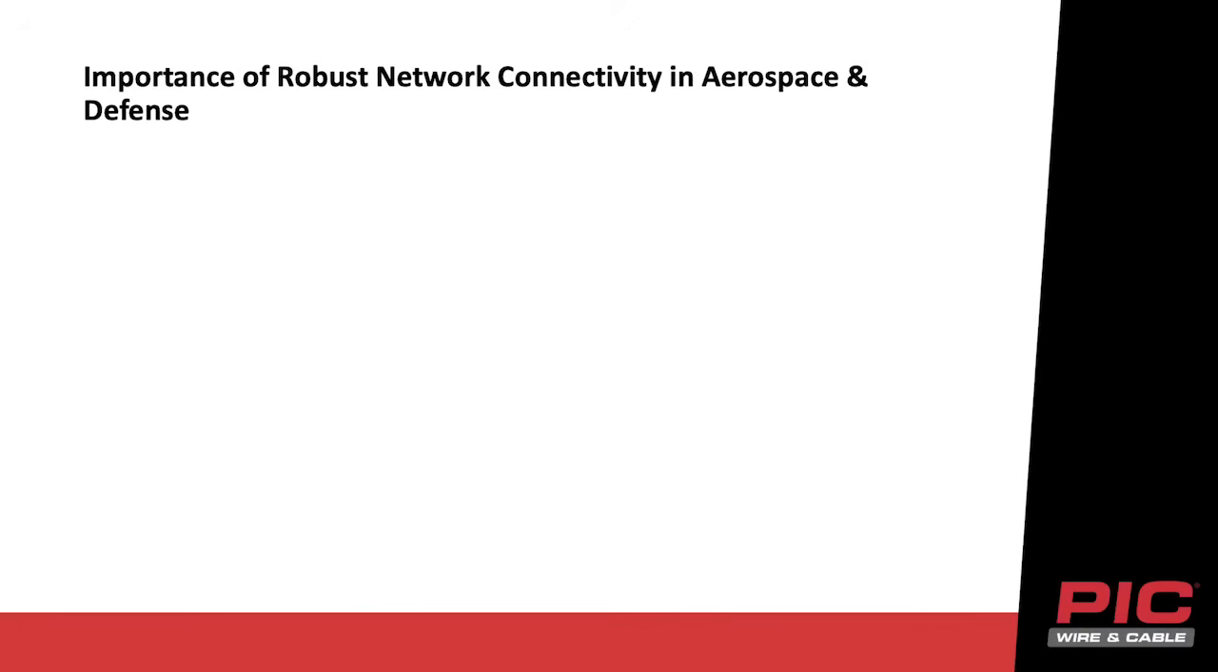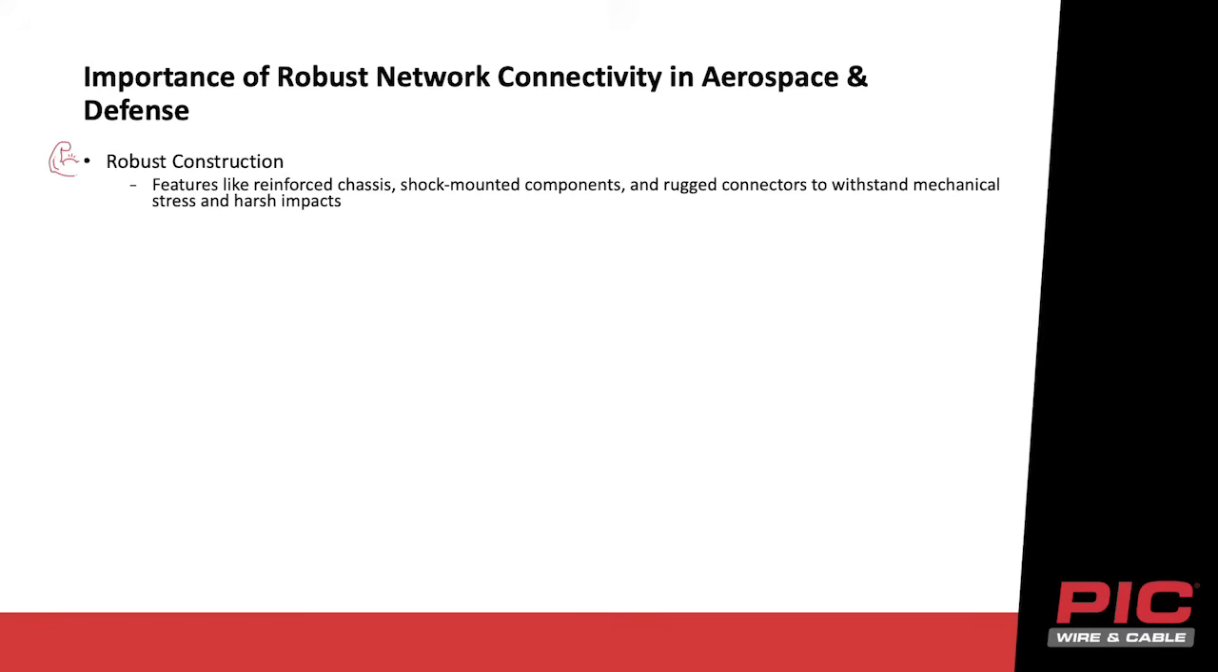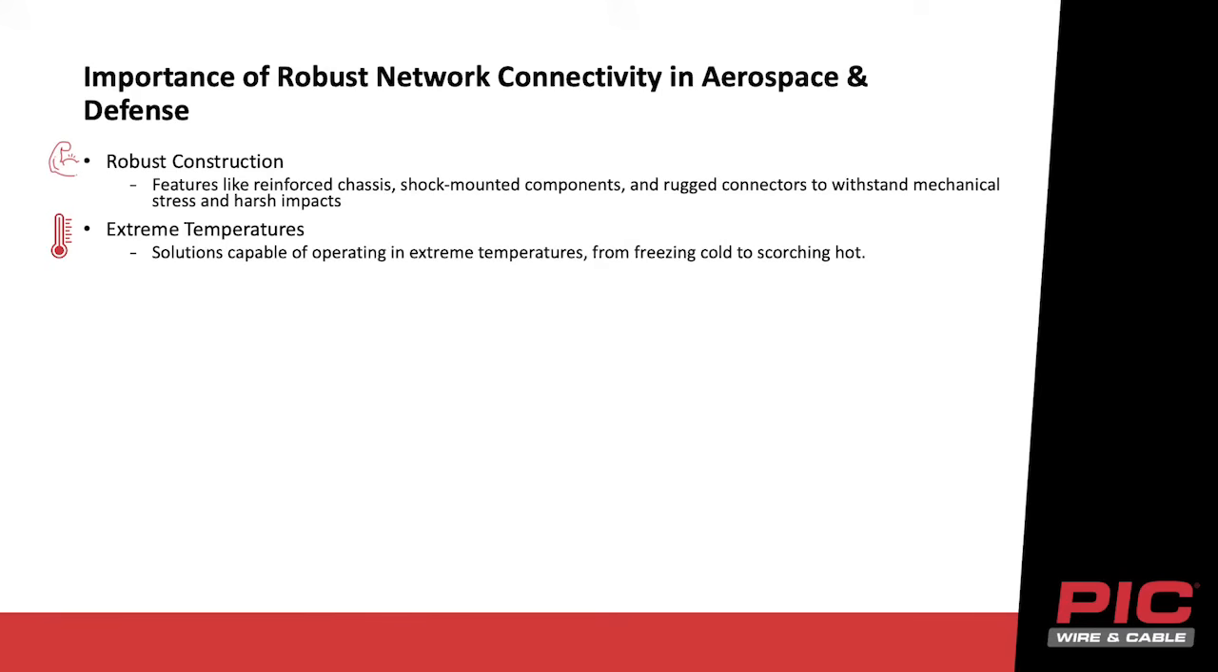Robust network connectivity is essential for aerospace and defense operations. Rugged hardware is essential for providing reliable, high-speed data transfer and low latency to support real-time communication and critical operations. There are several factors to consider. Construction must include features like a reinforced chassis, shock-mounted components, and rugged connectors. This will ensure their ability to withstand mechanical stress and harsh environments. Solutions must withstand extreme temperature ranges, ensuring consistent operation in both freezing cold and scorching hot conditions.